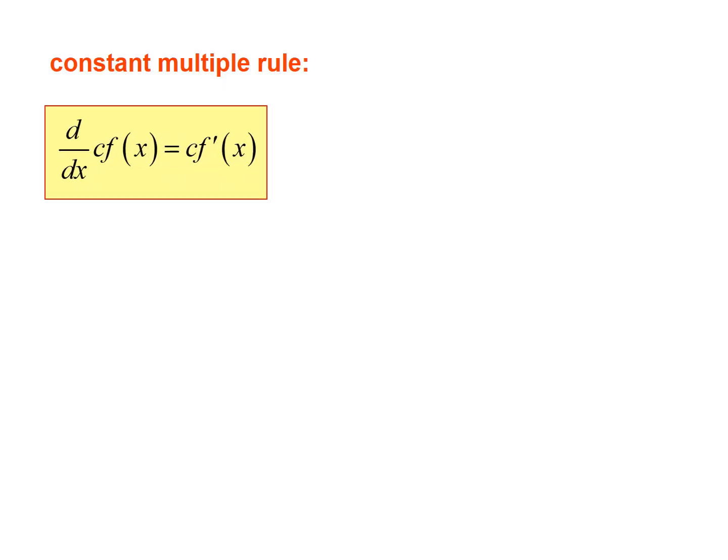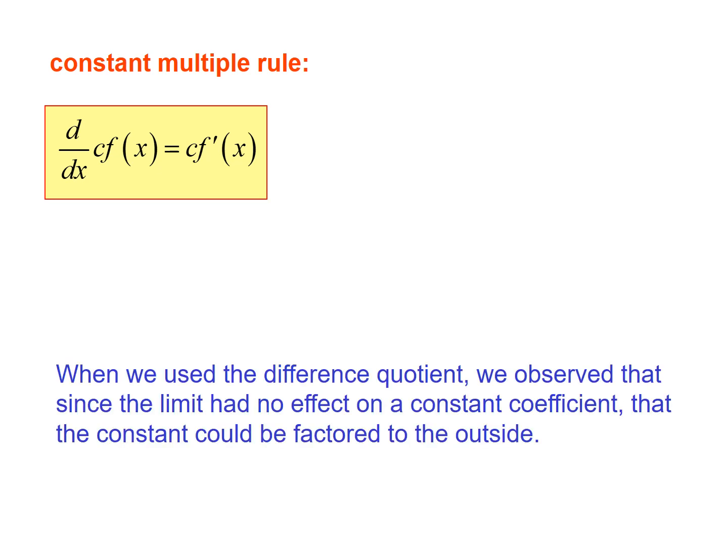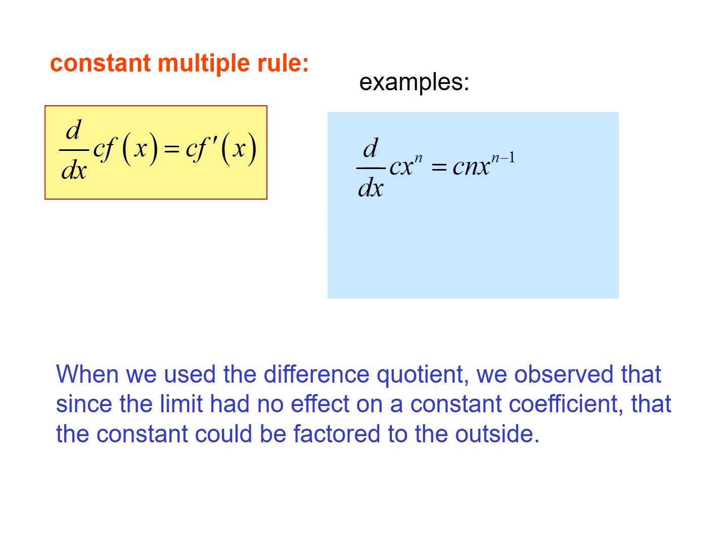Our constant multiple rule: if you have the derivative of a constant times a function, it's just the constant times the derivative of the function. So here it is in a more general form. A constant times x to the n would be the constant times n times x to the n minus 1. So that's us using the constant multiple rule along with the power rule. So the derivative of 7x to the fifth, we bring the 5 down and reduce the exponent to 4. 7 times 5 is 35.